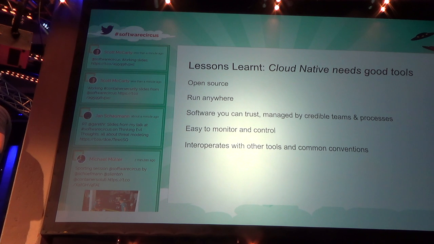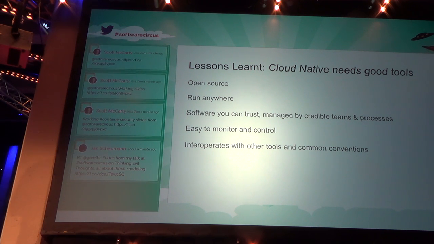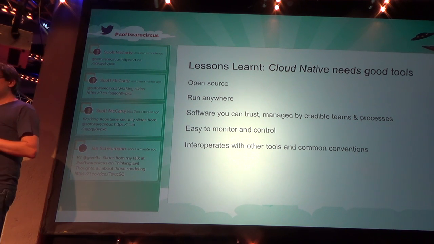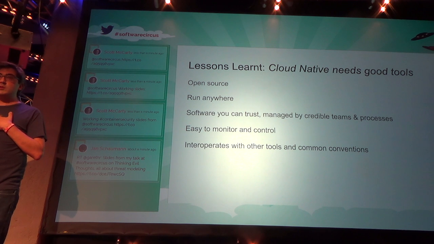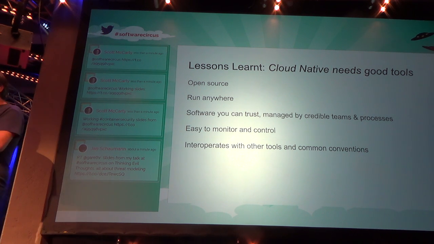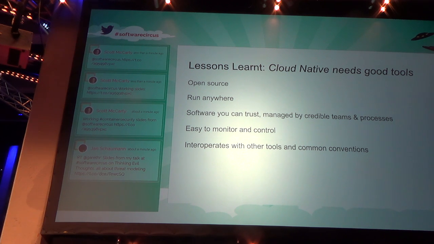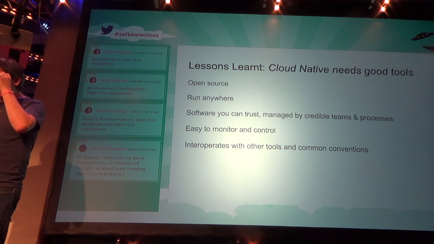So what do we learn from this example? To do this cloud native web scale available thing, we need good tools. We want them to be open source because we don't want to be tied to one provider. We want to run them anywhere. We want to run them on Amazon, we want to run them on Google Cloud, we want to run them on SoftLayer, we want to run them behind the firewall on VMware, let's say, or on bare metal.